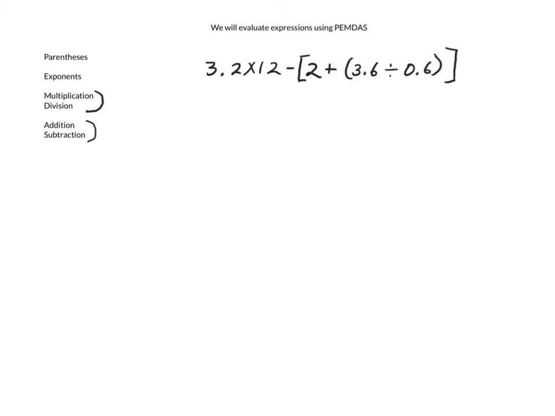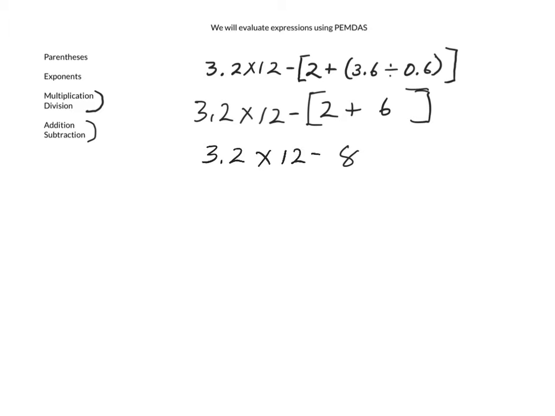Okay, so let's look at this problem. Whoa, something's a little different here. We have brackets and we have parentheses. So the first thing we do is the parentheses inside the bracket. So 3 and 6/10 divided by 6 happens to be 6. So now we have 2 plus 6 in our brackets, and we have 3 and 2/10 times 12 minus this. Now we do what's inside the bracket. So 2 plus 6 is 8. So now our problem looks like this: 3 and 2/10 times 12 minus 8.